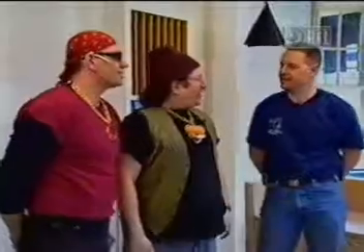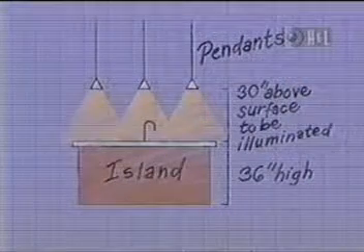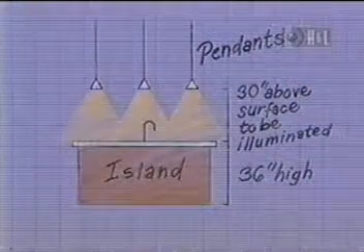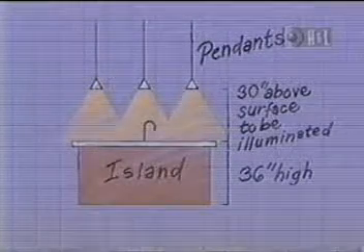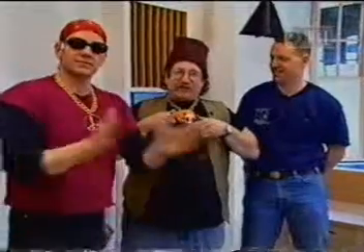So how do you determine the height? Task lighting over a work surface, 30 inches. So you're going to have an island in the center here, 36 high, plus 30 makes 66. All right, beautiful, let's get to it. East Coast, baby.